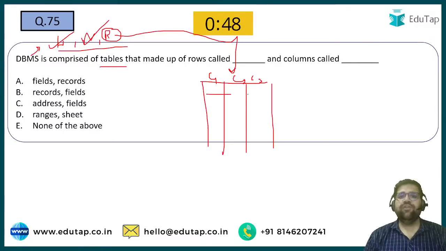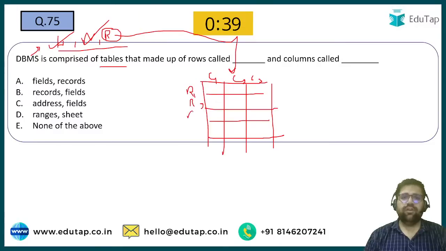Okay, and then you will have different rows. Vertical things are your columns and horizontal things are your rows. So I will write row 1, row 2, and row 3, and row 4, and so on and so forth. Now see, this is what a database is all about.